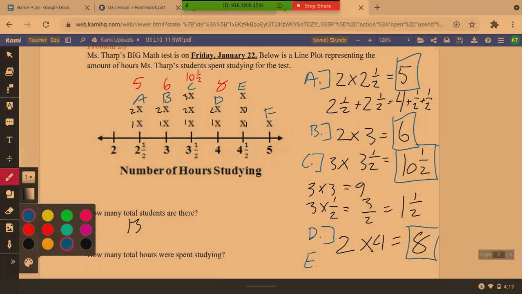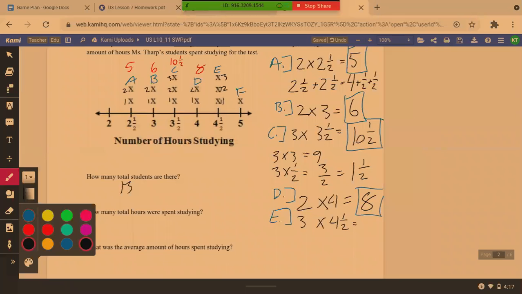Okay, E. We had 1, 2, 3 students that studied 4.5 hours each. So 3 times 4 equals 12, and then 3 times 1/2 equals 3 over 2, which equals 1 and 1/2. So our total is going to be 13 and 1/2.